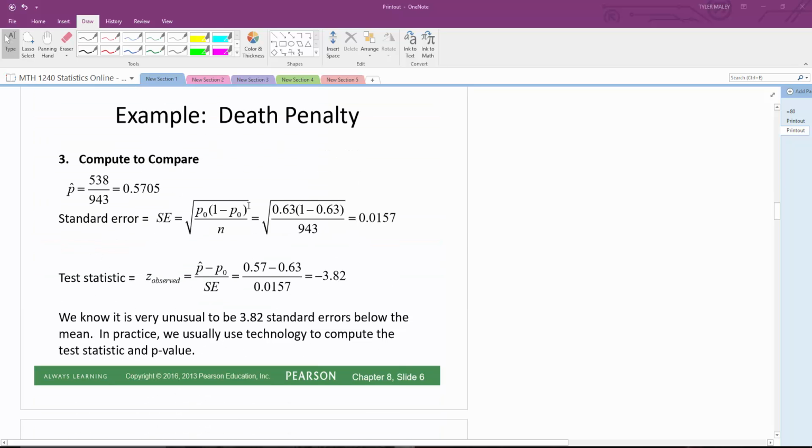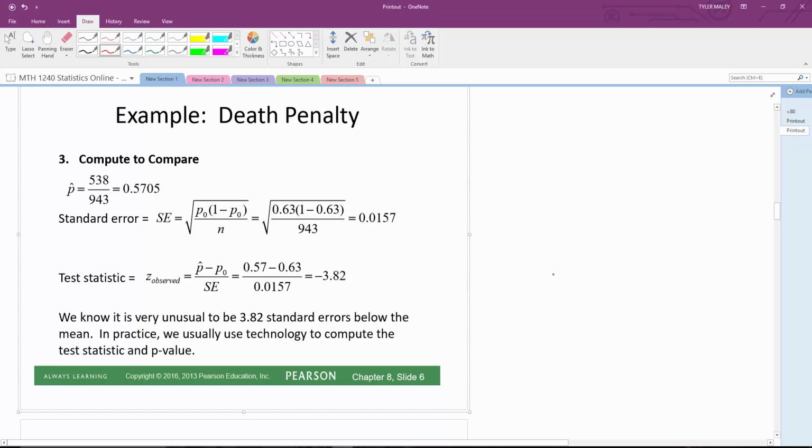So then next we're able to make some computations. Next we want to calculate p hat. So we had 538 divided by 943, and we get 0.5705. And then calculate the standard error. So the 0.63 is the p naught that we had earlier. In doing so, we get this 0.0157 standard error. Then now we need to calculate the test statistic. So I plug these values in, the p hat minus p sub 0 divided by the standard error, and we get a z-score of negative 3.82.